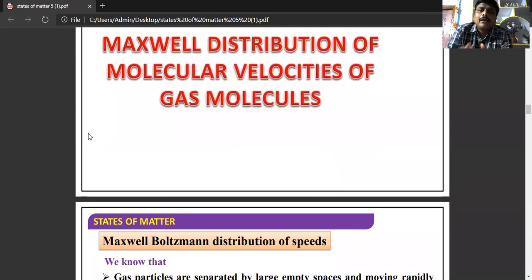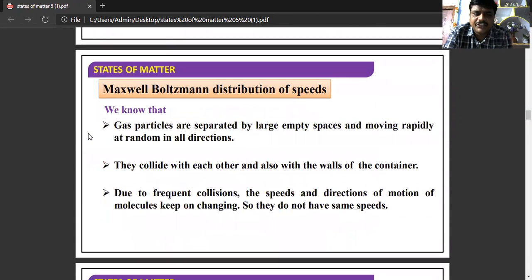So next one, Maxwell distribution of molecular velocity. So how do the molecular velocities of gas molecules distribute? This is the Maxwell-Boltzmann distribution of speeds. We know that gas molecules are separated by large empty spaces and moving. All the gas molecules will be moving rapidly and randomly in all directions. While they are moving randomly and irregularly, they collide with each other and also with the walls of the container.